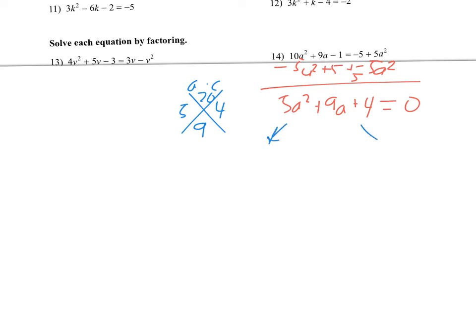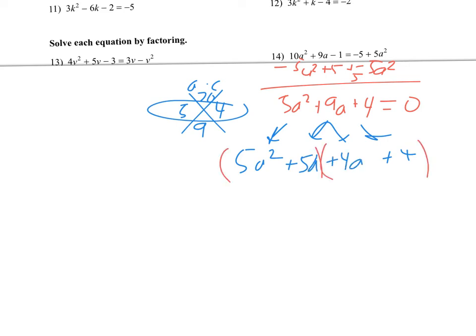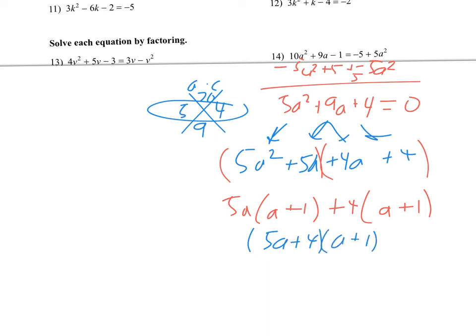However, I need to use my grouping here since I have the 5a squared out front. And then I will split this up as these numbers here, which is 5a and 4a. And you can do that in the other order as well. So now I'll do my grouping here. I can GCF out of the first group 5a, leaving me with a plus 1. And the second group I can also take out 4, which also leaves me with a plus 1. So that means my parentheses are 5a plus 4 for the stuff outside, and then a plus 1 for the stuff inside.